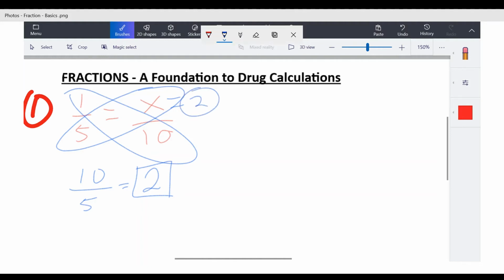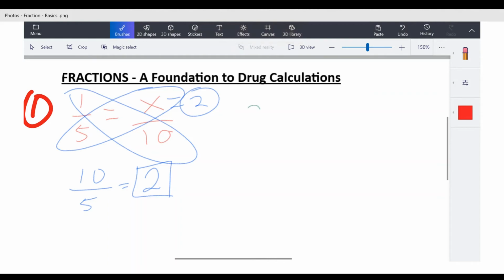This is the most basic fraction one could do. If you're able to understand this, then as we go along with future videos, you should be able to understand how we set up those problems. So I'm going to do another set of problems.